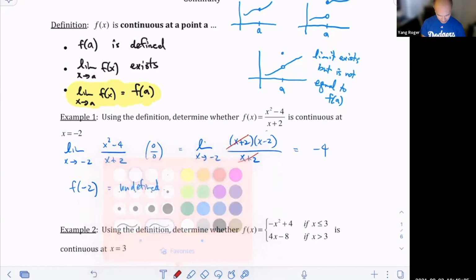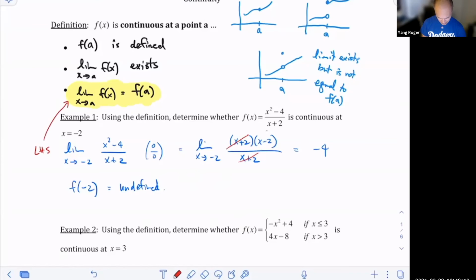Just to make it perfectly clear, this is the left-hand side of this definition up above here, and this is the right-hand side. And they're not equal. From one side, it's -4. From the other side, it's undefined. So my answer would be this is not continuous at x equal to -2. Are there any questions about example 1 here?